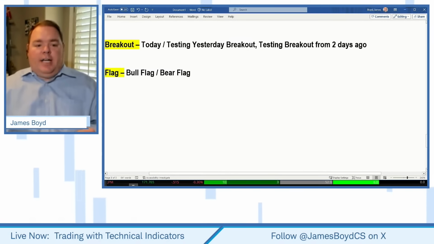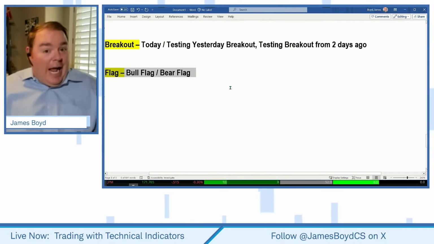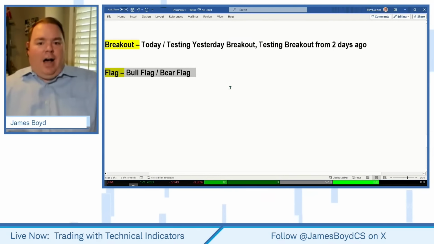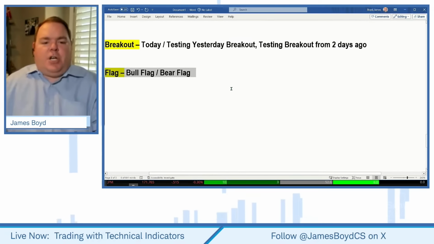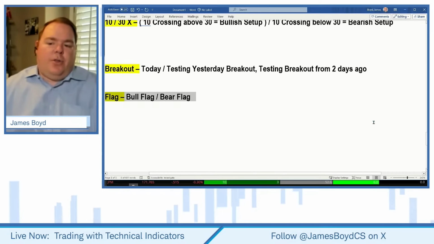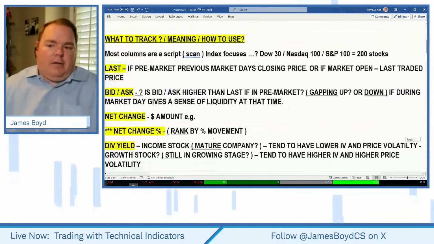And the last one is flags, which many of you like, which also goes back to trend, right? Bull flag, higher high, higher low. Bear flag, lower low, lower high, right? So when you take a look at this, those can be found at the top right, okay?